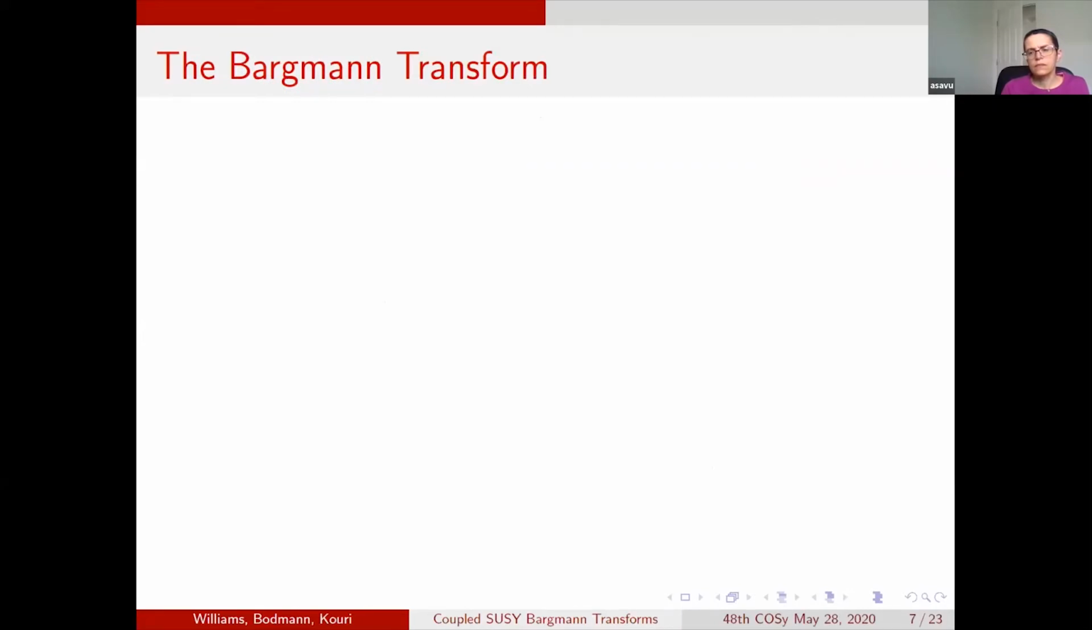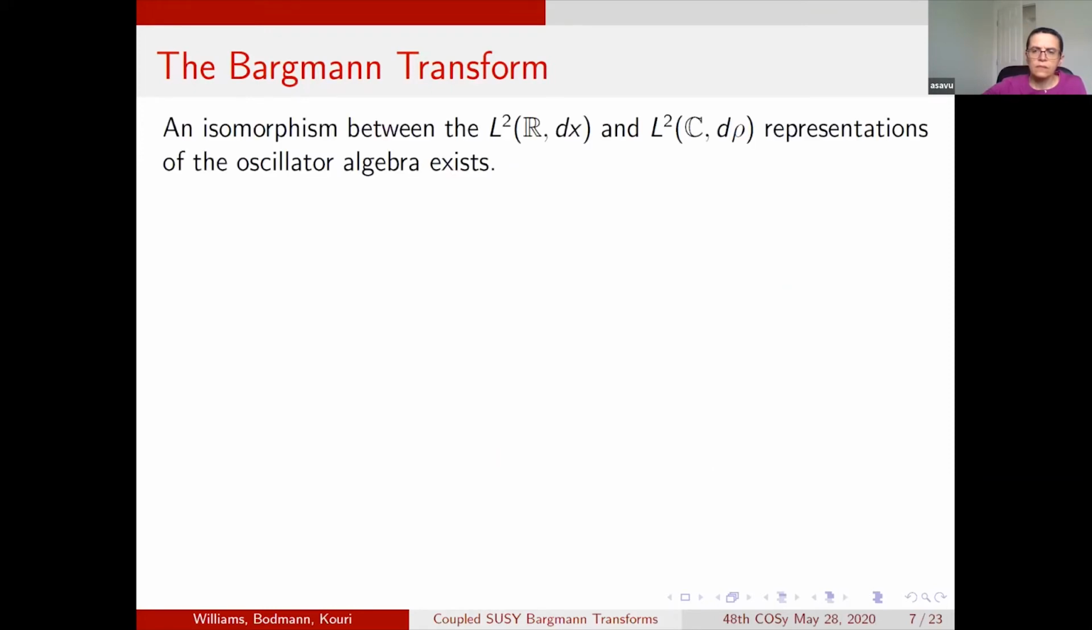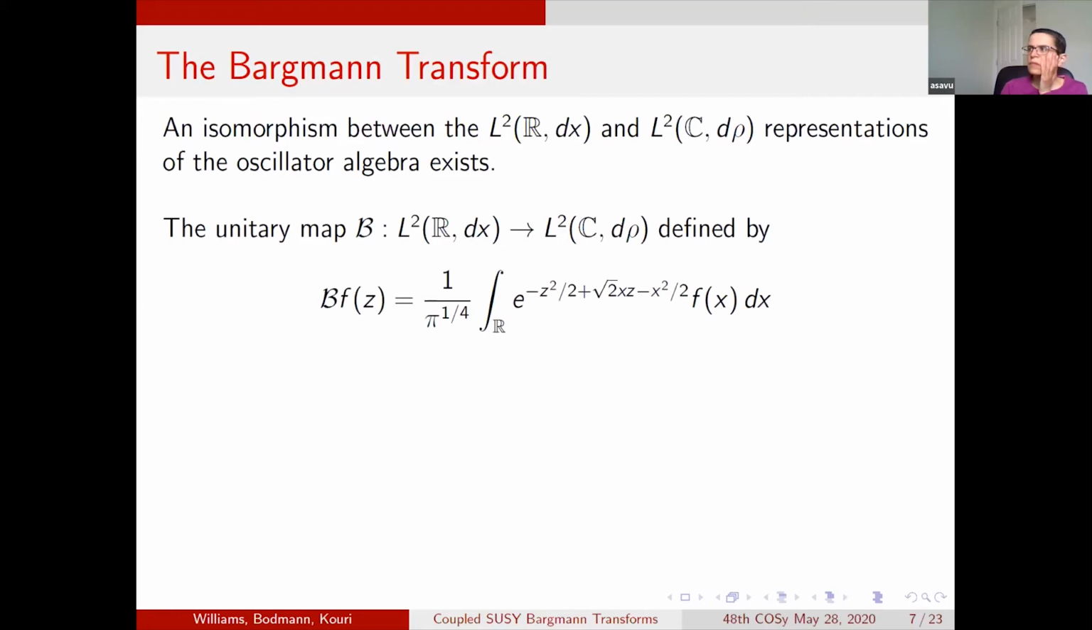So that gives us the adjoint aspect, but that doesn't quite tell us how to get from L2 of R to L2 of C. The Bargmann transform will do that for us. And it is an isomorphism between these two representations. So the unitary map B defined as this, you'll notice that there's a normalization factor, doesn't really matter too much. That's just to make it unitary. There is a Gaussian in Z and a Gaussian in X, and then there's an exponential part in the middle. The outer two pieces are fine, but what will change significantly is the inner piece.